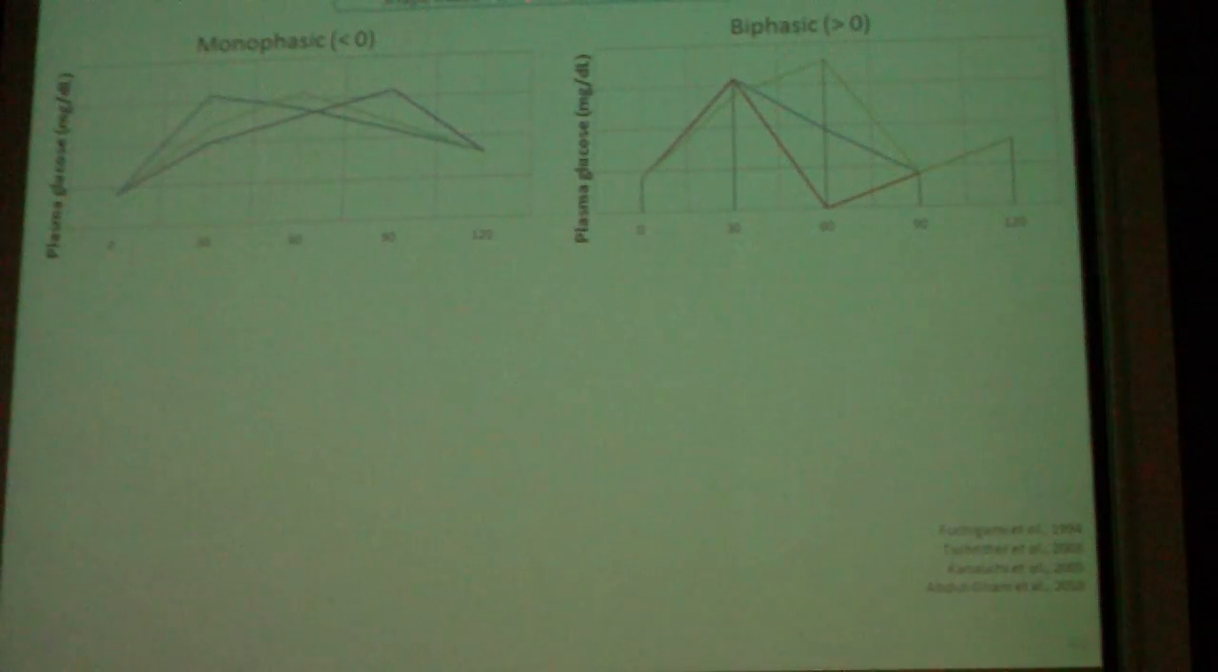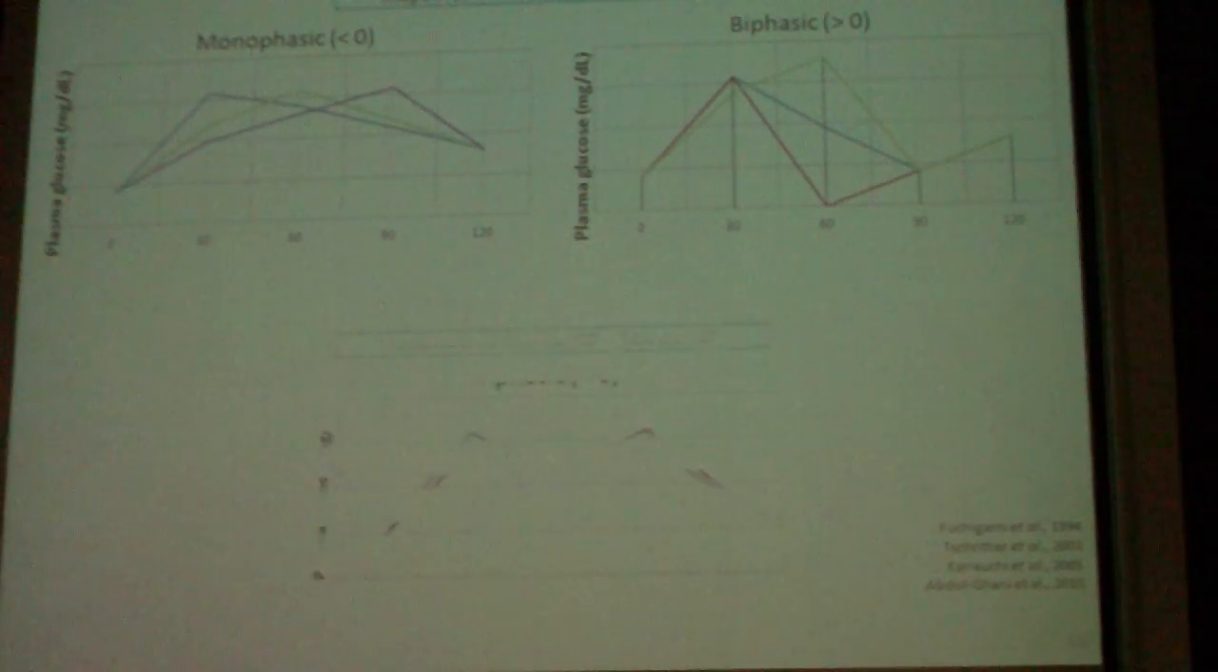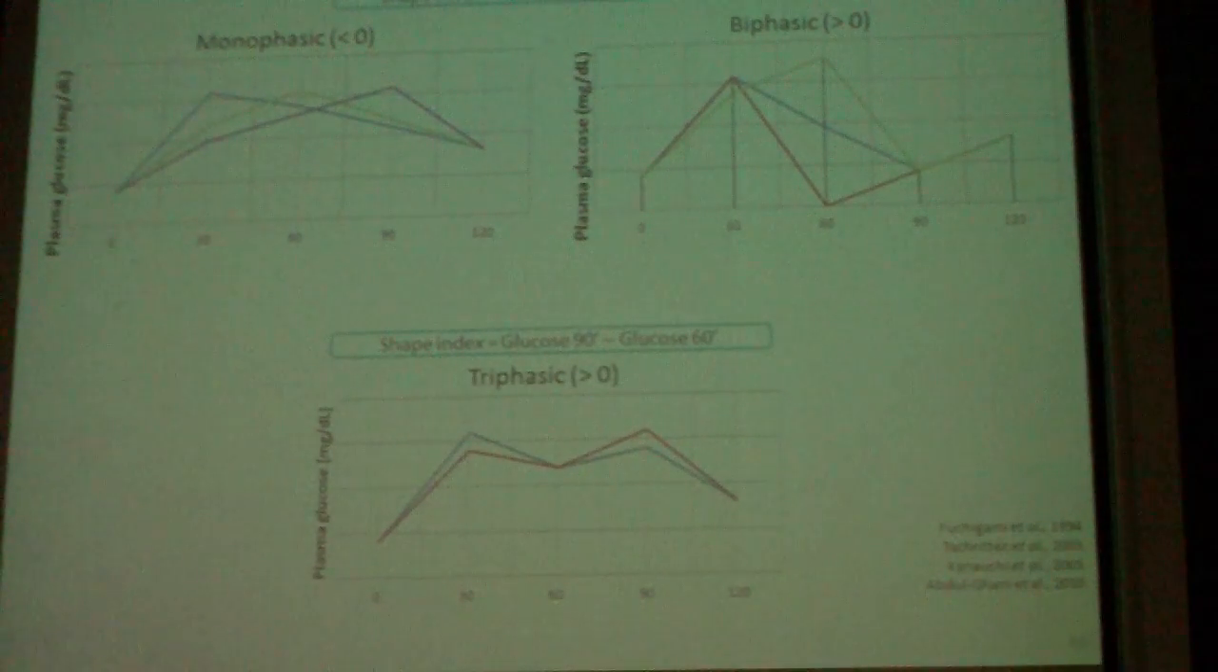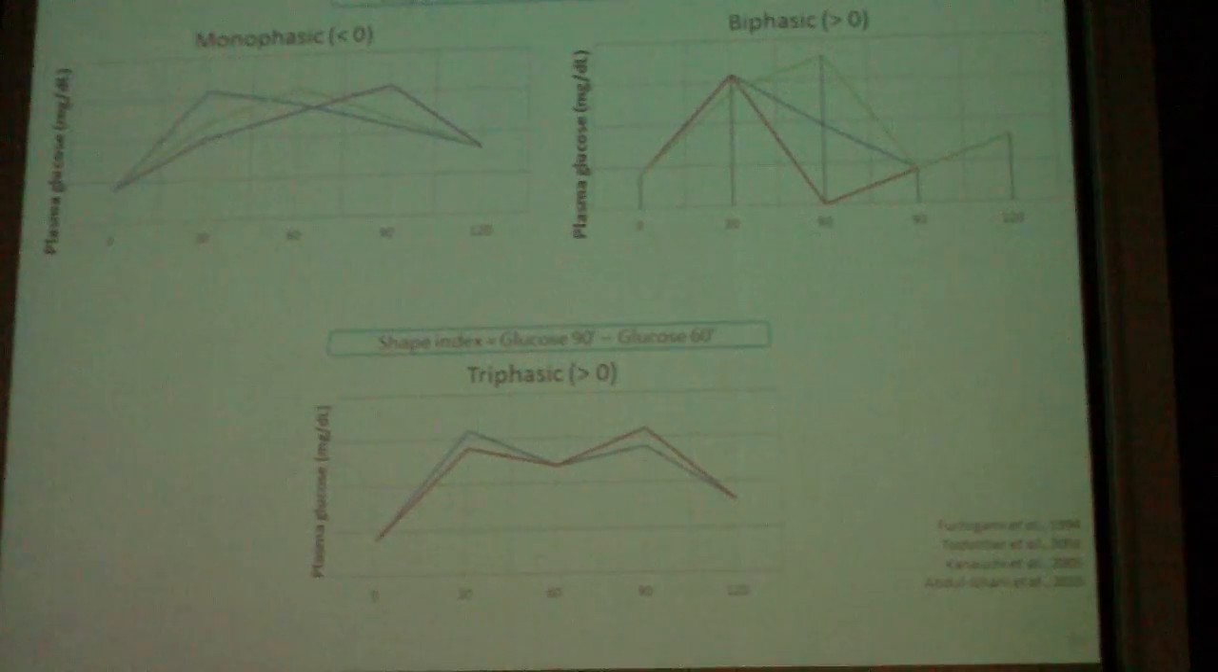The shape index was defined as glucose at 120 minus the glucose at 90. So this shape index is negative for monophasic. For biphasic, it was positive. But there were also researchers who found a triphasic shape, so with two peaks, and then the shape index was not defined as glucose 120 minus 90 because it could correlate with monophasic, and they saw that triphasic was more correlated with biphasic. So they shared the same characteristics. So triphasic was defined as glucose 90 minus glucose 60.